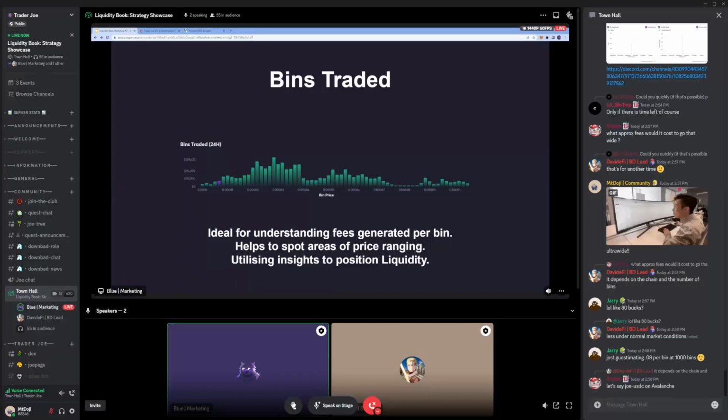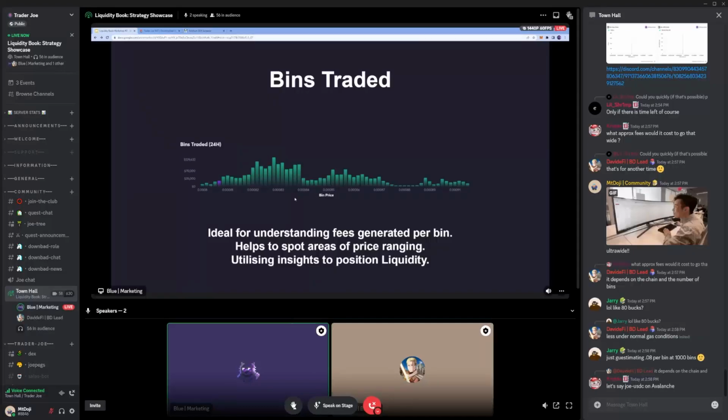And we're pretty much at the end of the workshop. We've got about 2 minutes left. I just want to shill one of the first updates we've done thanks to our new backend. This is called the bins traded graph or chart. This is in the analytics page for each liquidity book pool.